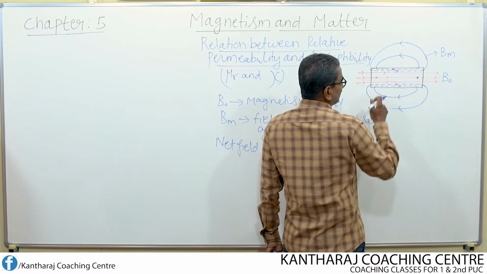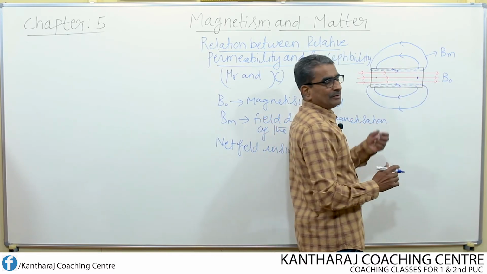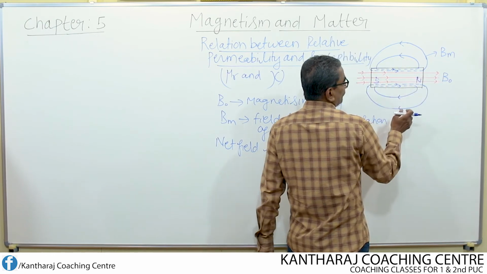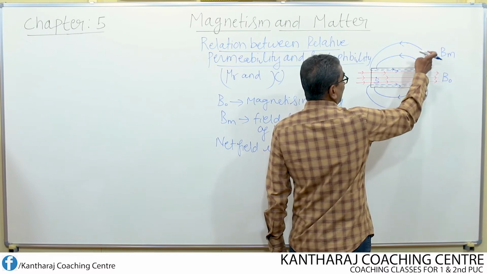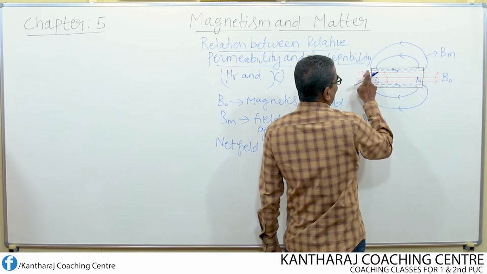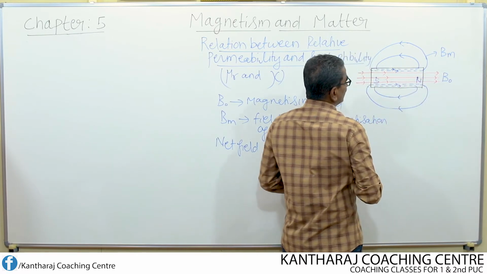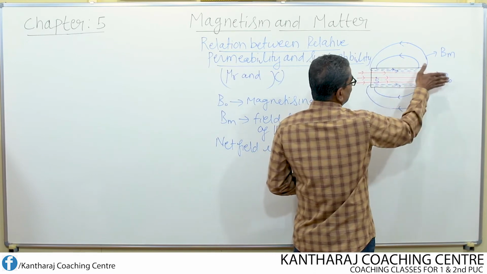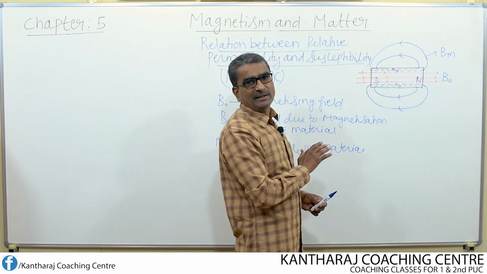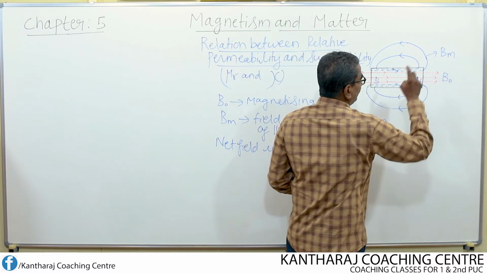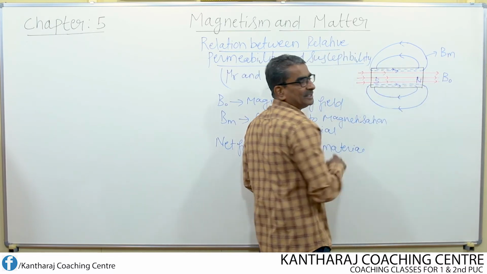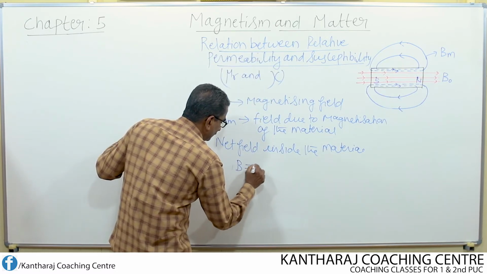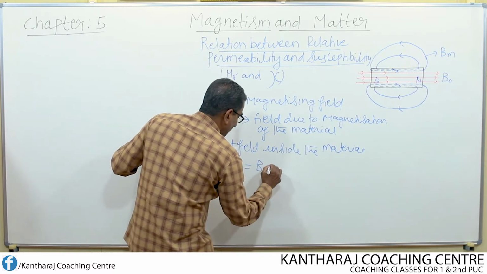Now once this substance gets magnetized, it will have its own magnetic poles, say for example north pole and south pole. The magnetic lines of force of this magnet go from north to south outside, and inside it will be from south to north. These are the field lines developed due to the magnetization of the material. These are the field lines applied externally by making use of a solenoid, the field produced due to the solenoid, in which we have kept the specimen. Net field is B equal to B0 plus Bm.